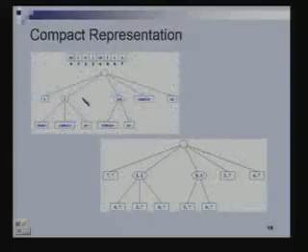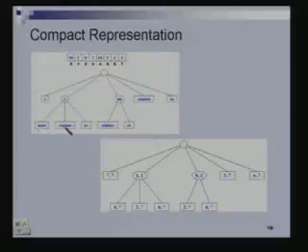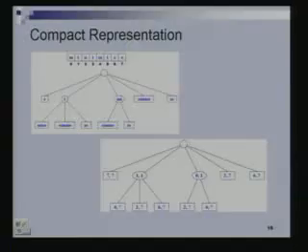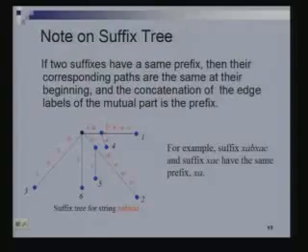So this is, for instance, what would happen. NIMIZE starts at position 2, ends at position 7. I just write 2, 7. Yes? Question? No. Right? So I can store it very efficiently.